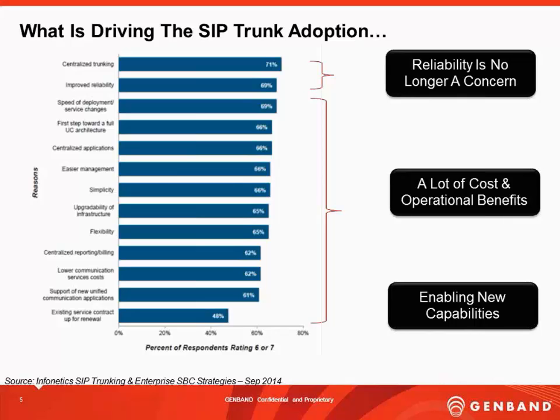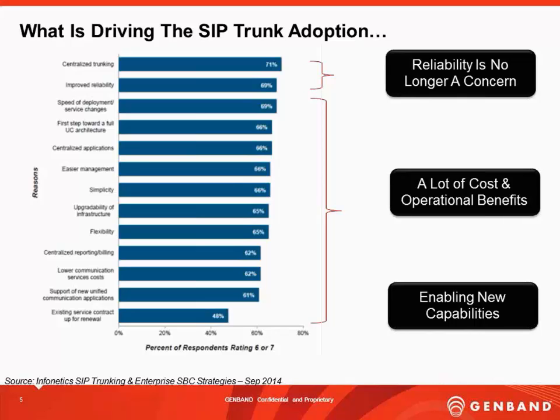In a PRI world, you would have a PRI running in each of your offices, and the way PRIs are structured, they grow by 23 channels each. So there's a lot of stranded assets and wasted capacity in the network that is not utilized in a PRI model. SIP grows by a session at a time, and you can really architect the capacity that you would actually need in your network.